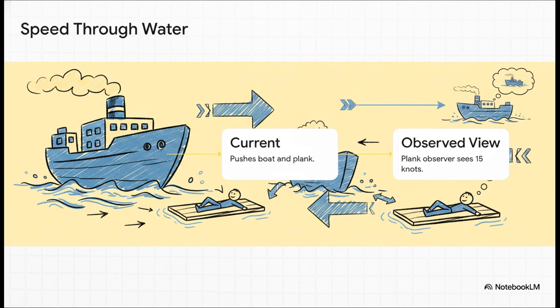Because you are both suspended in the exact same medium, the water, the drift effectively just cancels out from his perspective. To the guy on the plank, the current essentially disappears. He sees your vessel moving away from him at exactly 15 knots. And that, my friends, is your speed through water.